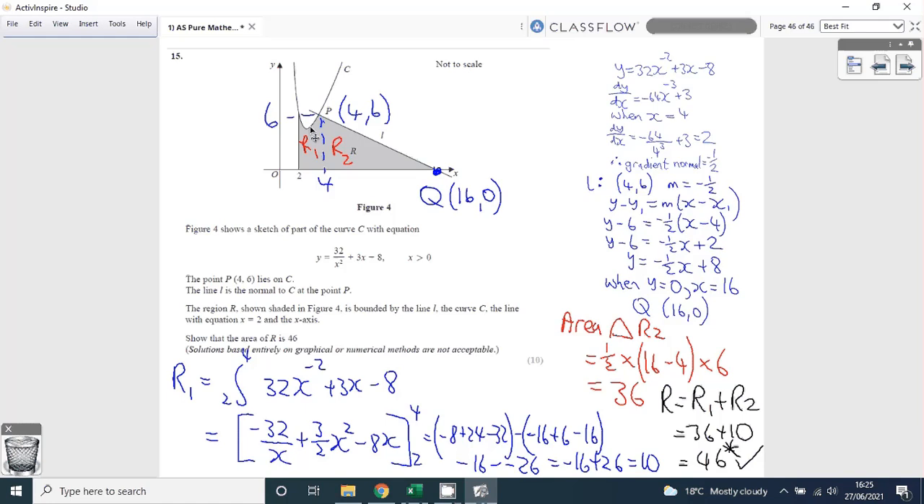Now, I think in a way, the area of R1, the area under the curve, is easier to understand. We're just going to integrate the curve between 4 and 2. So go back to the original curve, get it ready to integrate. So add 1 to the power, divide by the new power, and I get this. Then I substitute in for 4, substitute in for 2, take one away from the other, and I get an area for R1 of 10. So my overall answer for the area of R is R1 plus R2, which is 10 plus 36, which is 46 as required.